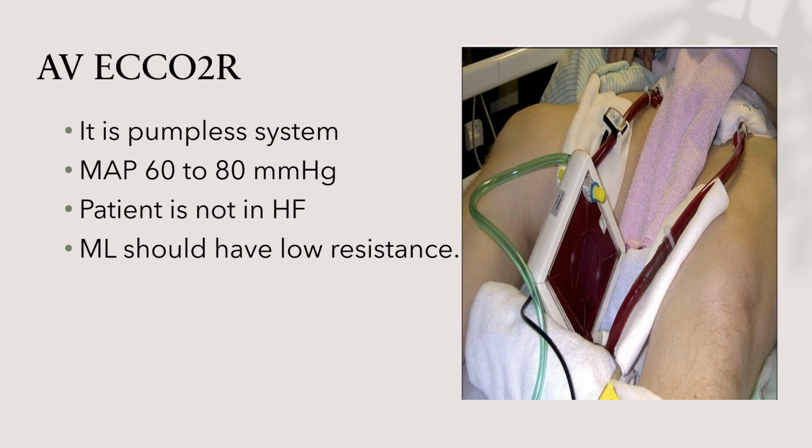The first type of ECCO2R is AV ECCO2R, which is arteriovenous extracorporeal CO2 removal. It's a pumpless system. Mean arterial blood pressure should be 60 to 80 millimeters of mercury. The patient should not be in heart failure. The membrane lung should have lower resistance, as the flow from the arterial side to the venous side depends on the arterial pressure, the mean arterial blood pressure of the patient.